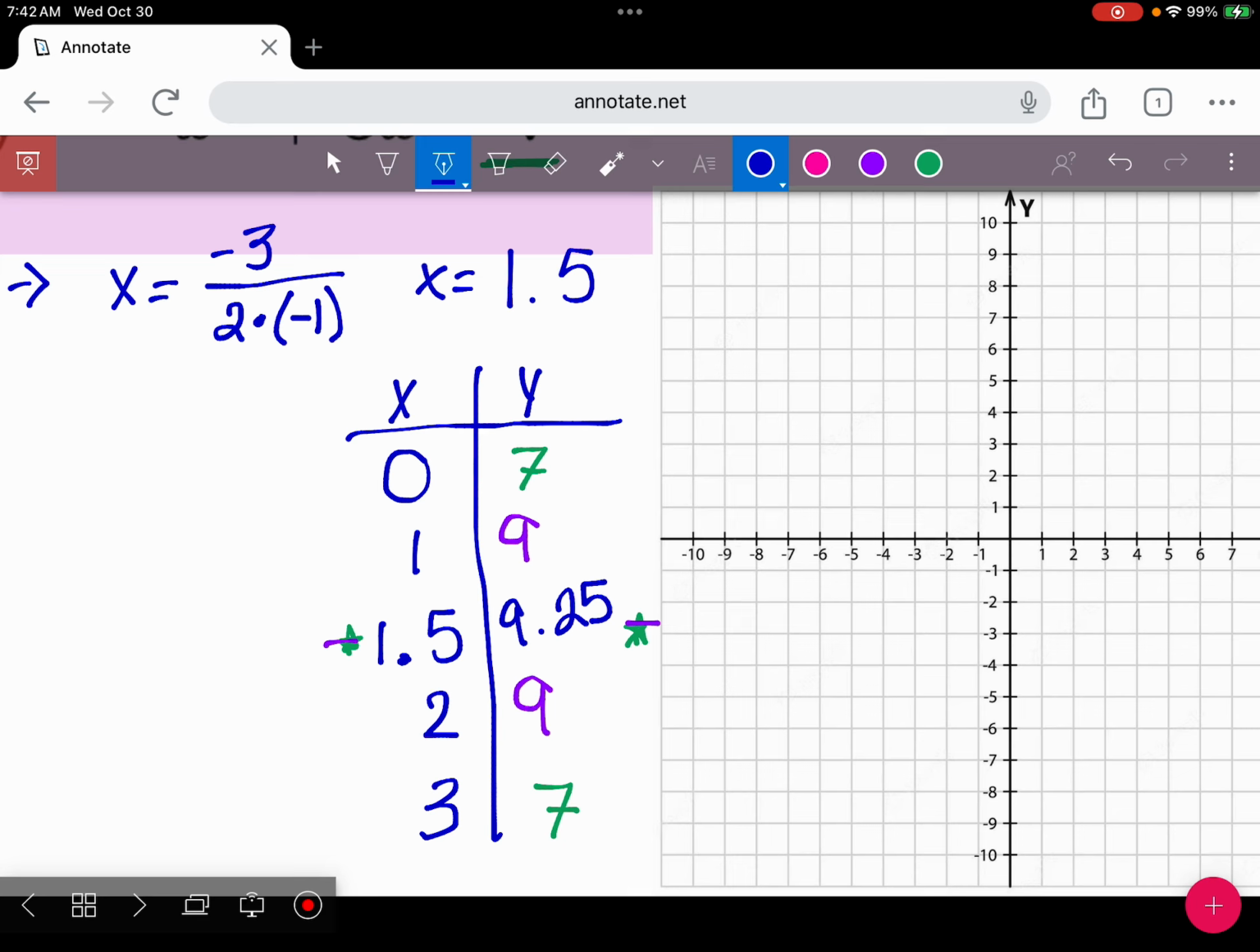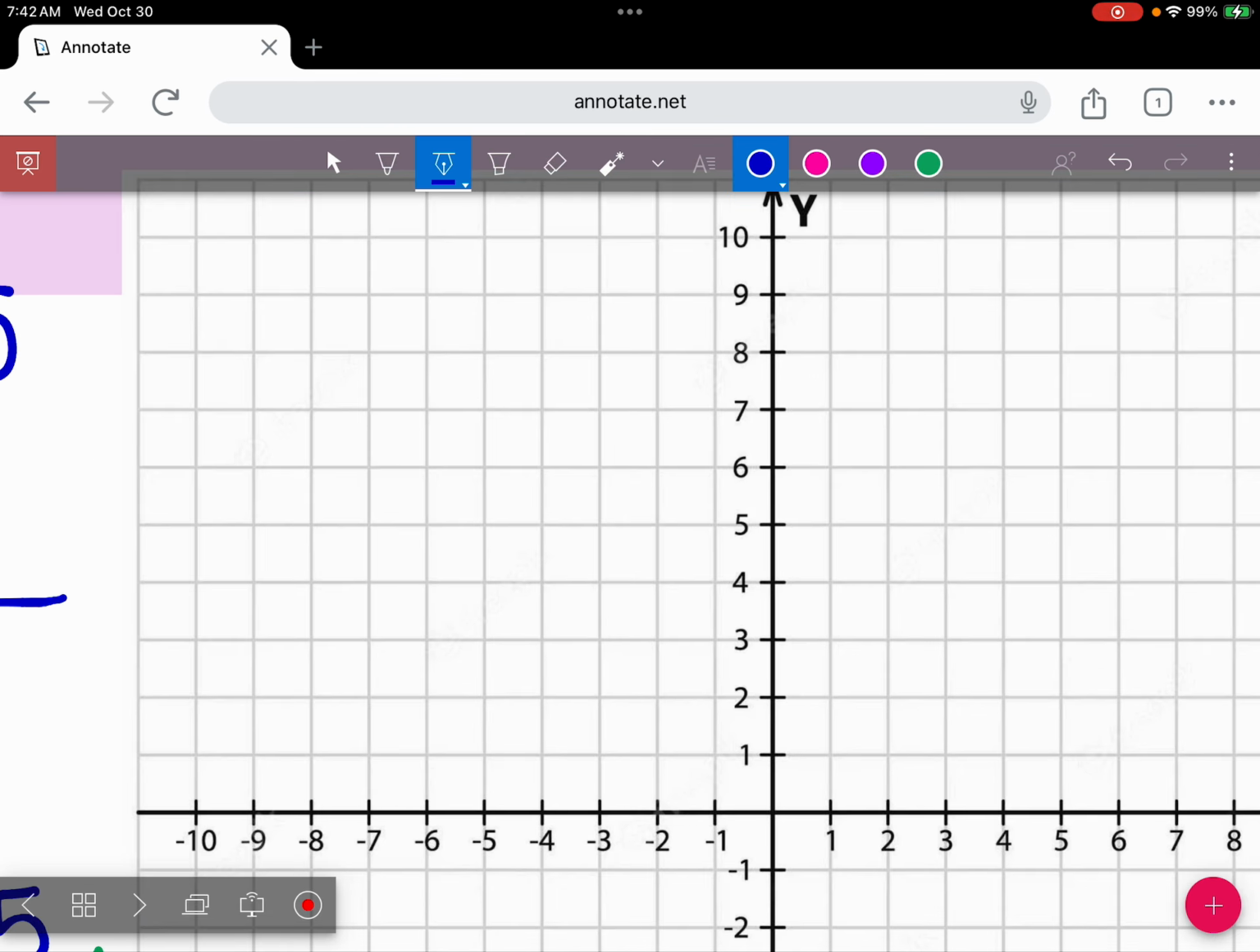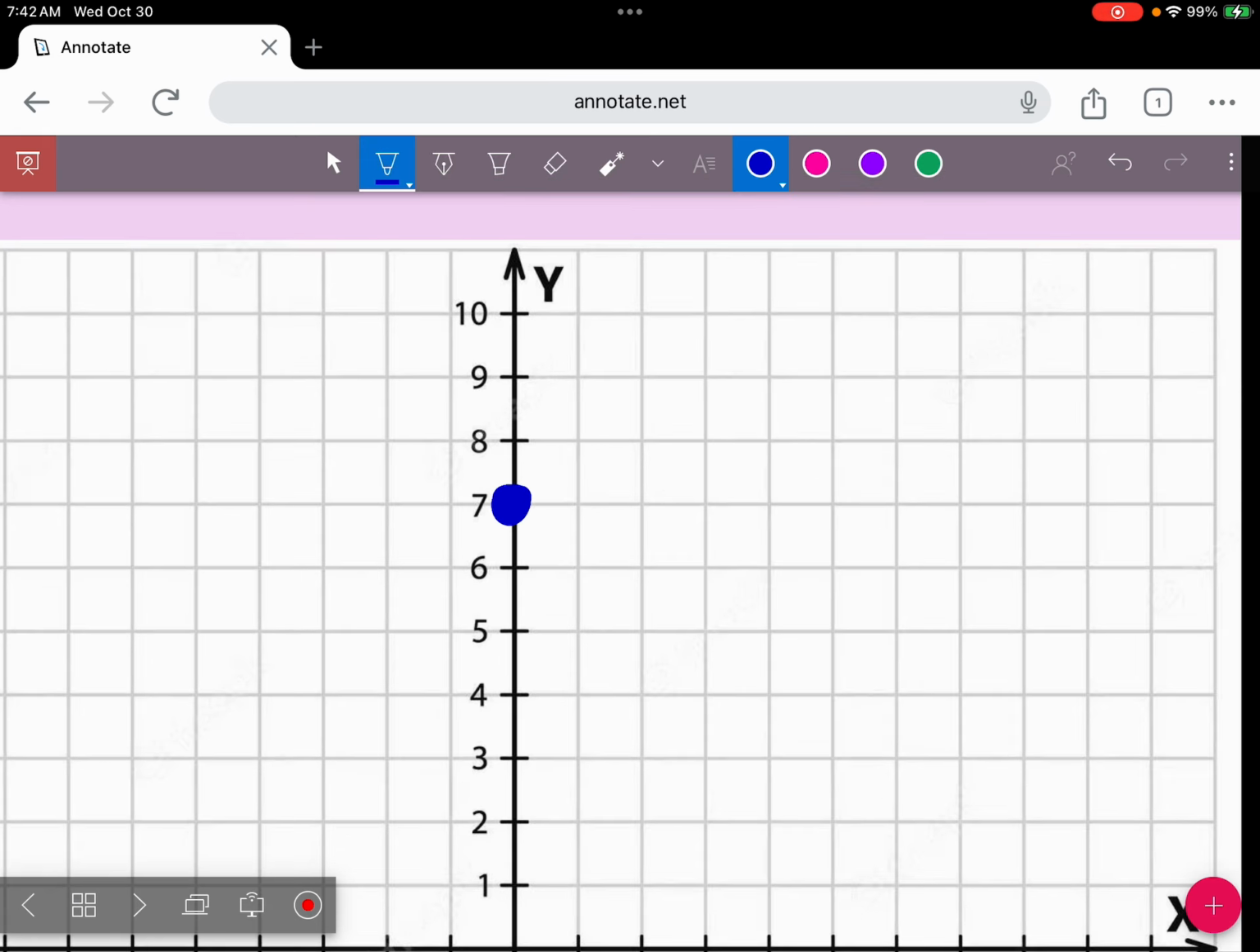So plot up your points. I've got my 0, 7. I've got my 1, 9. I've got 2, 9. And I've got 1.5, 9.25, which is kind of right there-ish. They're super close together, but it gets the vibe. And then we've got 3, 7.